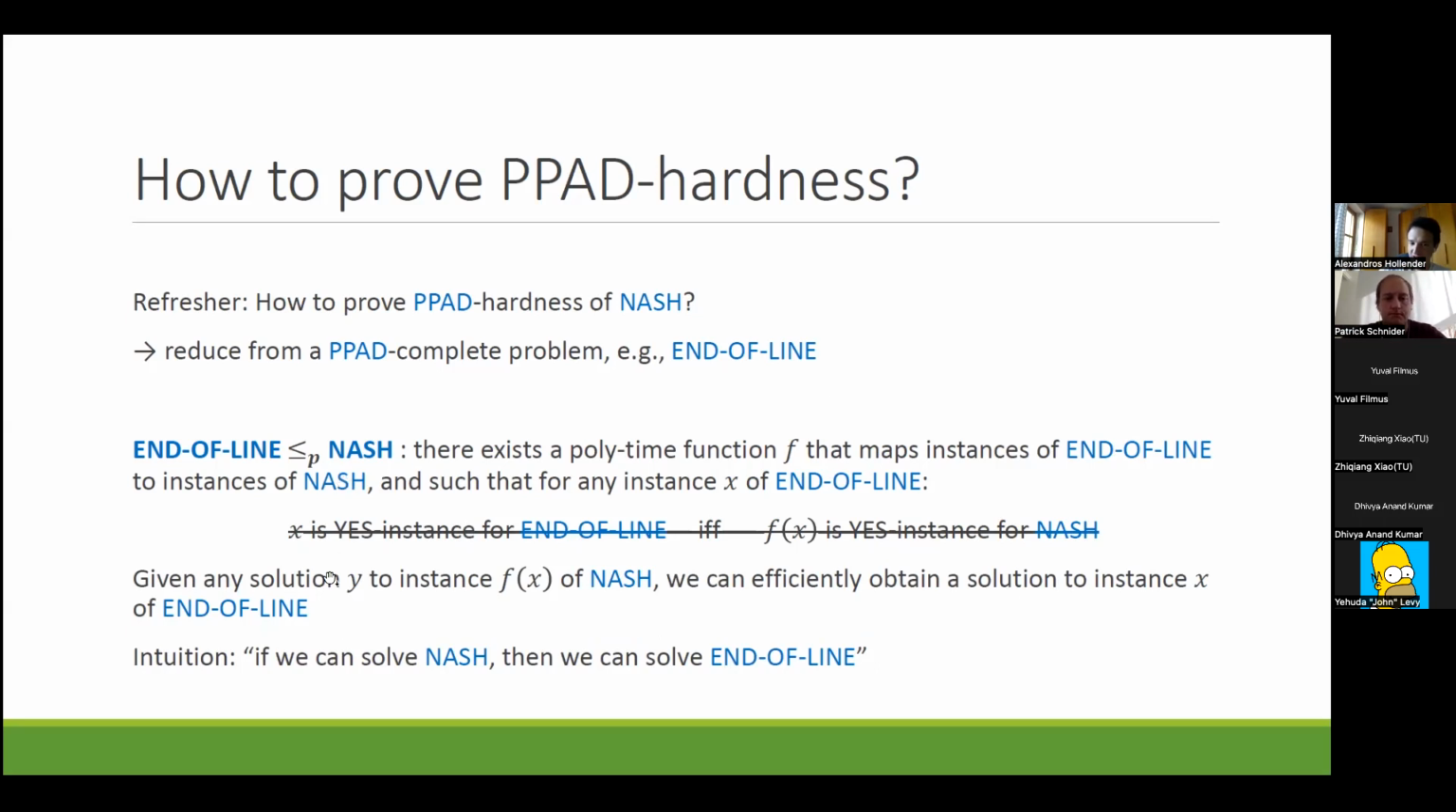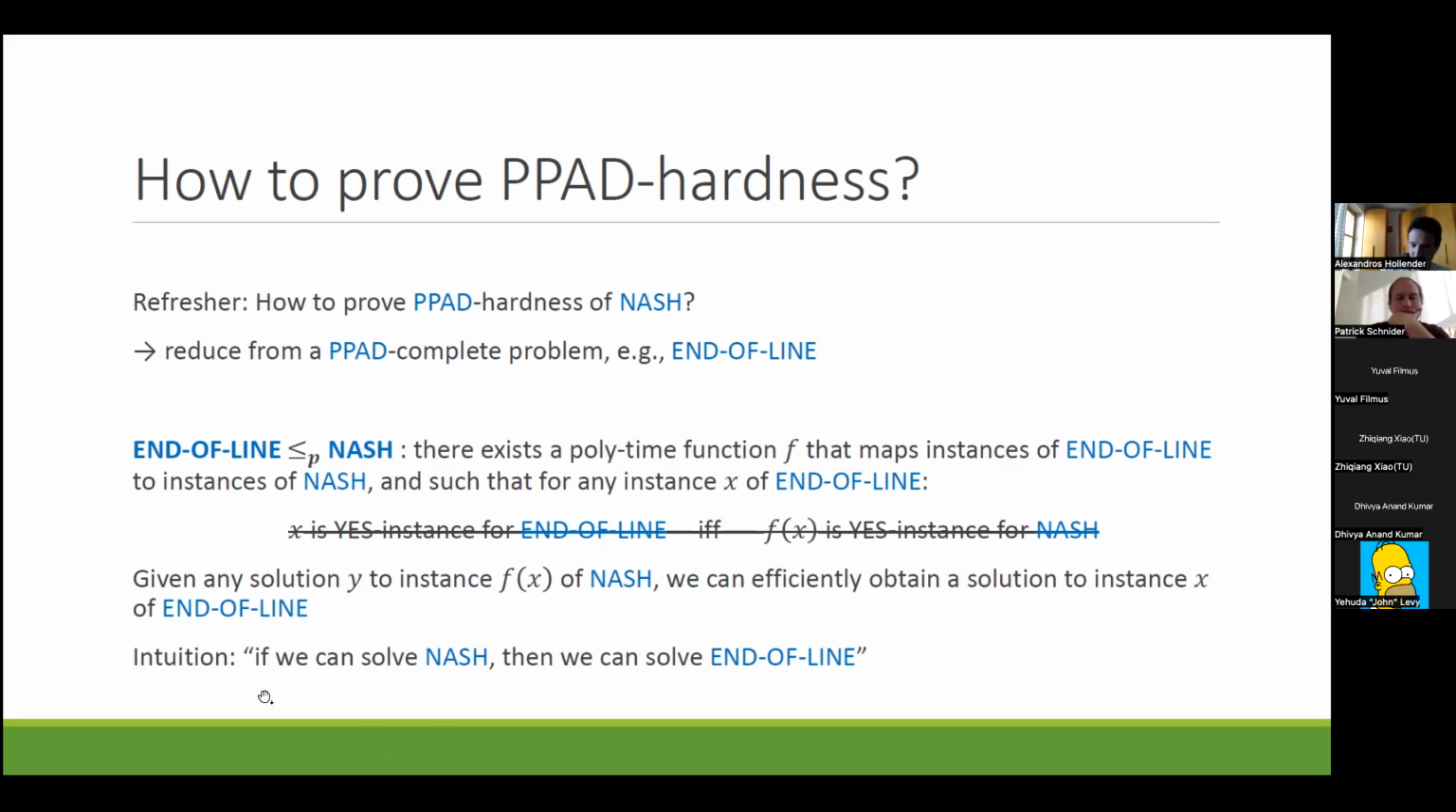But now what we want is that given any solution y to the constructed instance f of x of Nash, we want to be able to efficiently obtain a solution to the original instance x of end-of-line. Another way to say it, the reduction has two functions. First, a function f that takes an instance of end-of-line and constructs an instance of Nash. And then you have another function that, given any solution to the Nash problem, efficiently finds a solution to the original end-of-line problem.